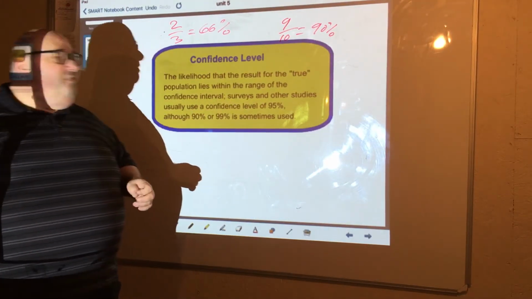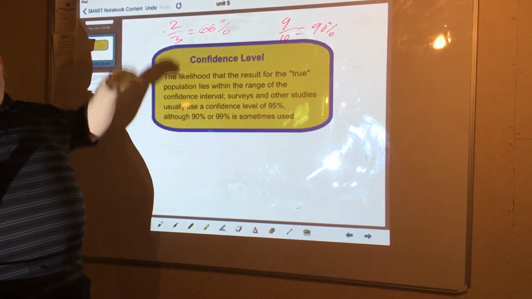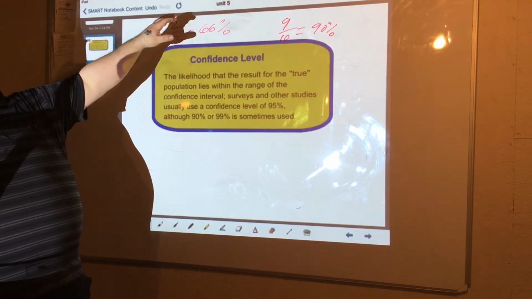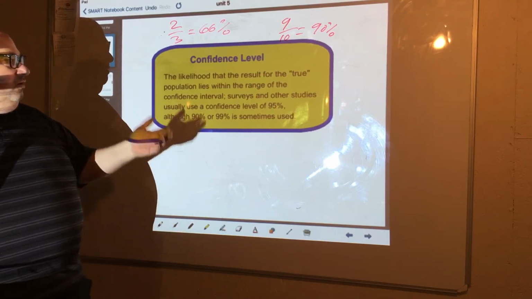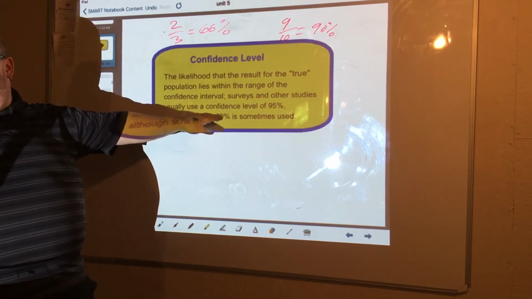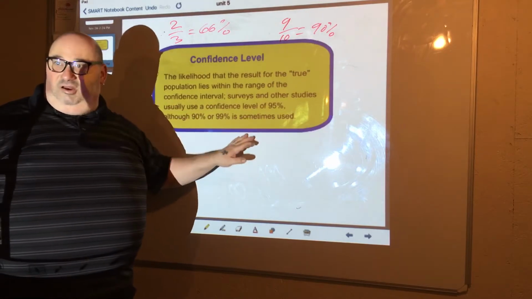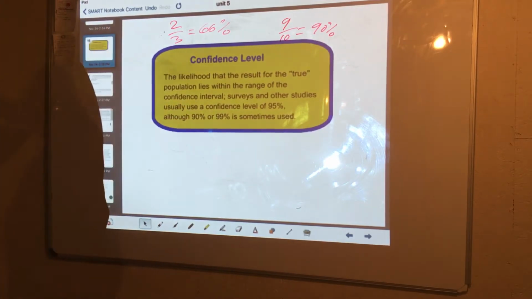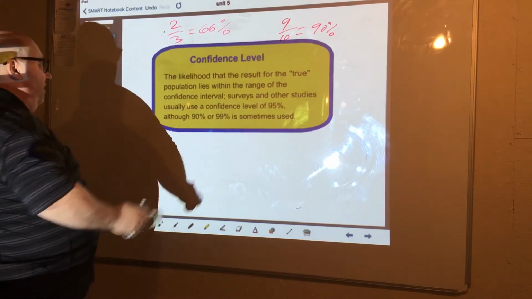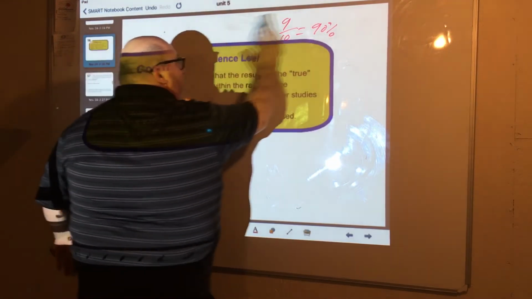With a confidence level of 66%, well, I'm not very confident in those scientists. I want to know probably 95%, maybe. 99 would be even better, but we'll take what we can. 90%, okay. If I have to, I guess. All right.